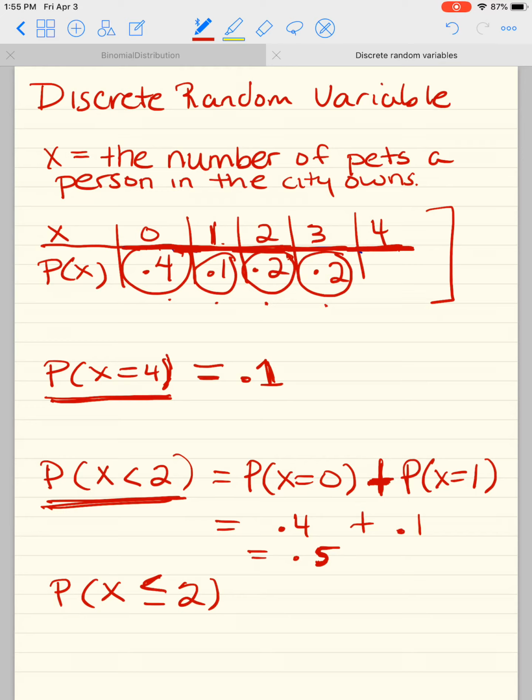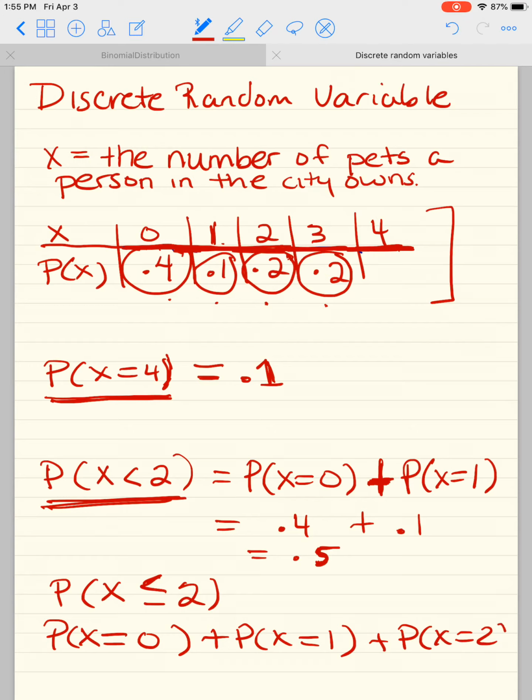Well, what's the probability that someone owns 2 or less? In this case, it's just like the previous problem, but we're just going to have to add one more probability, and that's for 2. And we're going to get 0.4 plus 0.1 plus 0.2, and that's going to give us 0.7. Now, that's basically a probability distribution table.